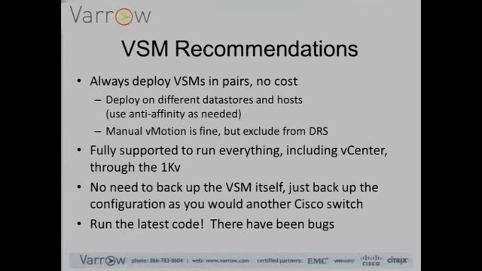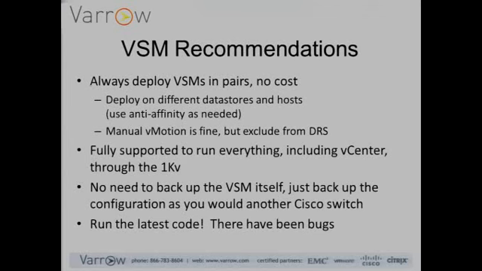Cisco recommends you exclude from DRS. Reason is, sometimes you'll vMotion a VM and you'll drop a frame or a packet as it does the gratuitous ARP and all that stuff. They think if DRS spazzes out and starts moving VSMs all over, you're going to start dropping connections. I don't know if I totally agree with that, but try to exclude it from DRS, but you can manually vMotion it if you want to put a host in maintenance mode.